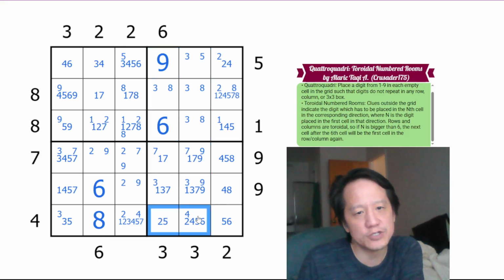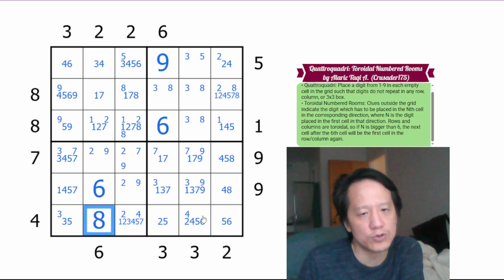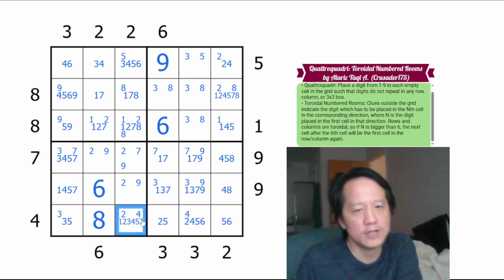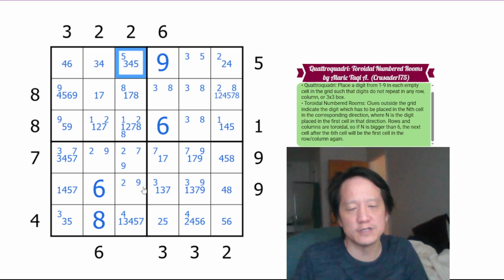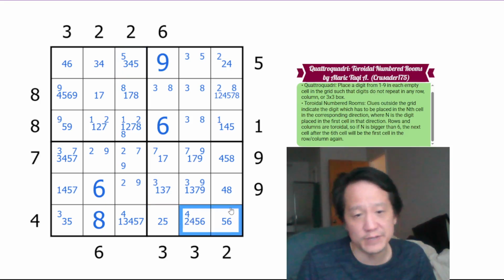So this is guaranteed to be 2 or 8, can't be 8 anymore. So one of these must be a 2. Therefore, this can never be a 2 here. So this can never be 6. That doesn't tell us very much, but what can you do?